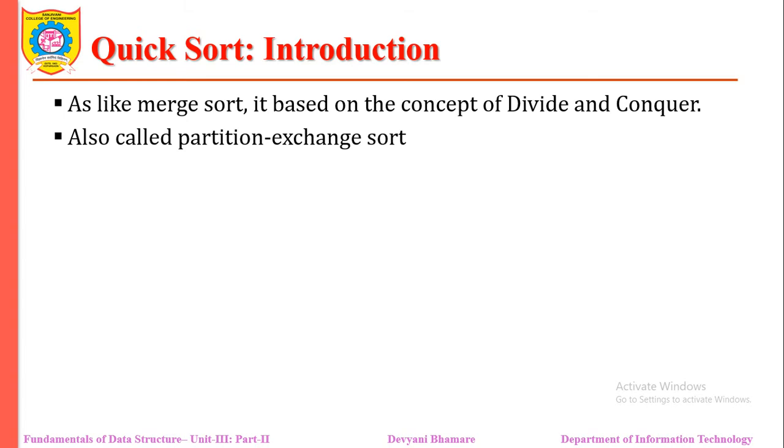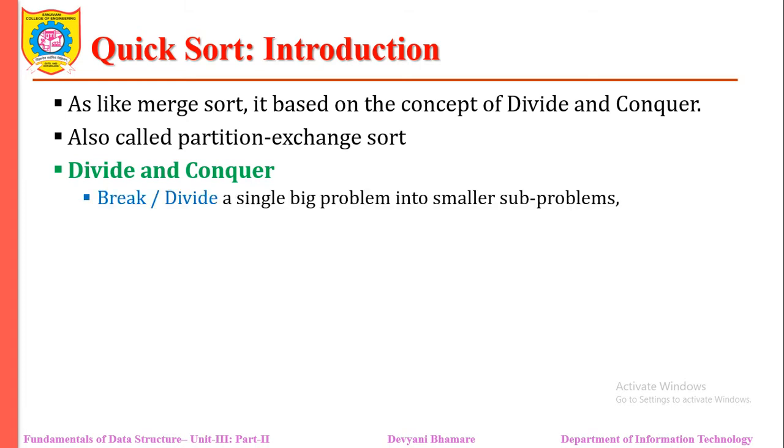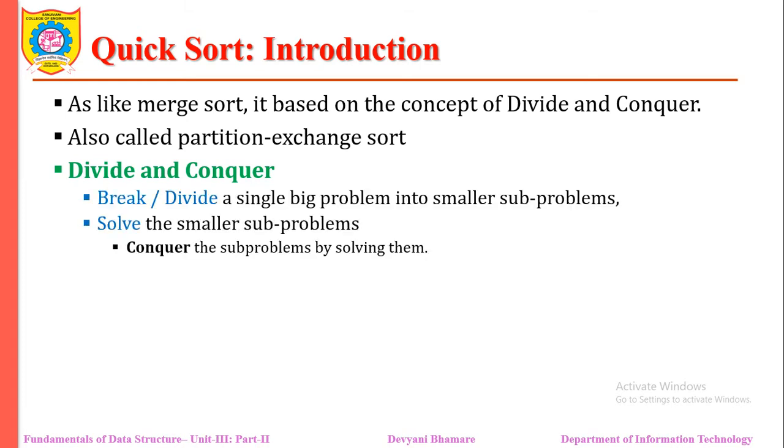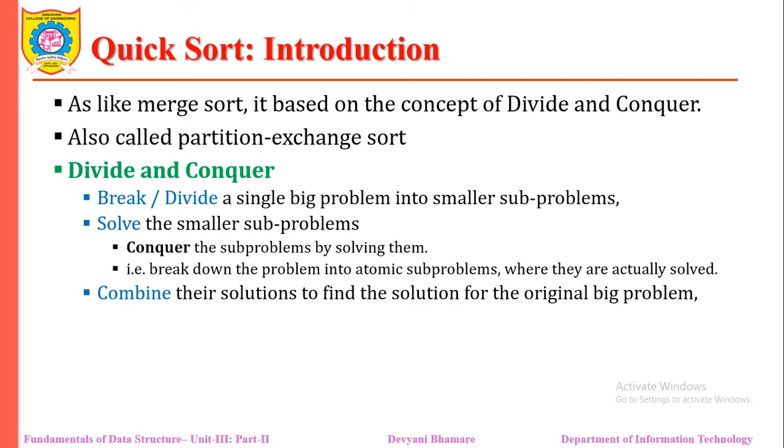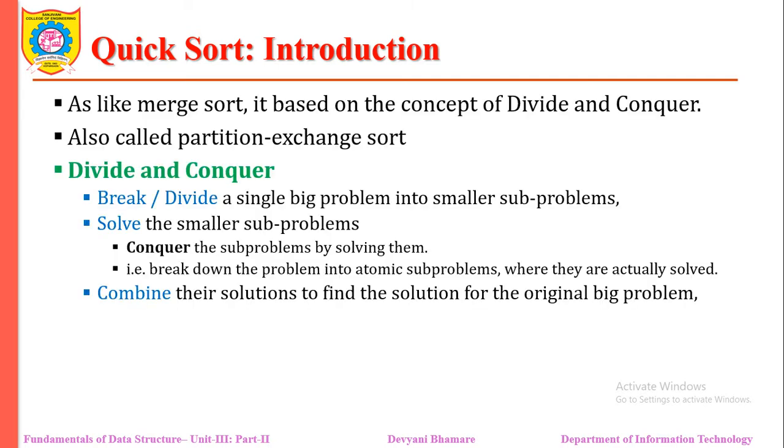Quicksort technique is based on the concept of divide and conquer. It is also called partition and exchange sort. So what is divide and conquer? Divide and conquer is a method where we take a problem, say we get an array. That array is divided into sub-arrays. Then we solve those sub-arrays recursively and combine their solutions to find the solution for the entire array.